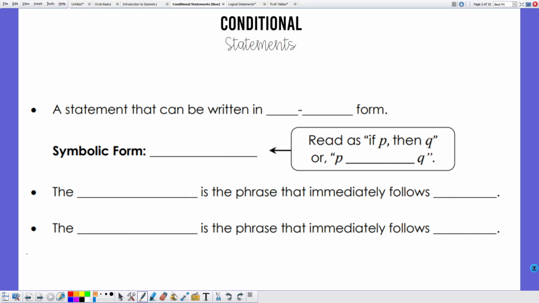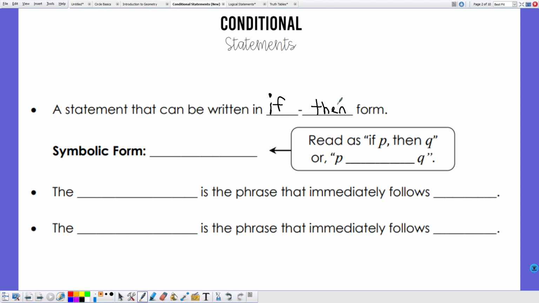So, conditional statements are statements that can be written in what's called if-then form. And we'll see what that looks like in a little bit. Basically, it's just any sentence that starts with if something, then something. Not necessarily something happens. That's more the programming sense.